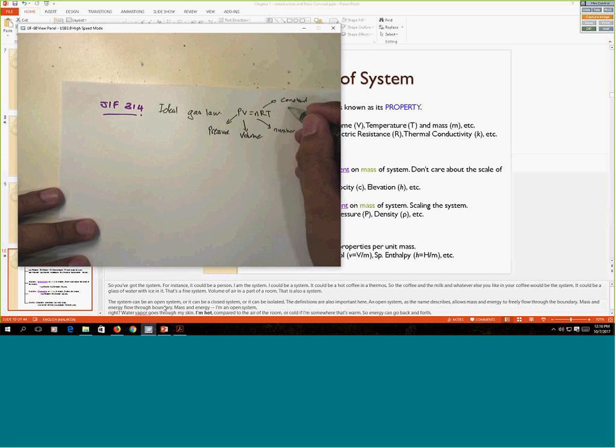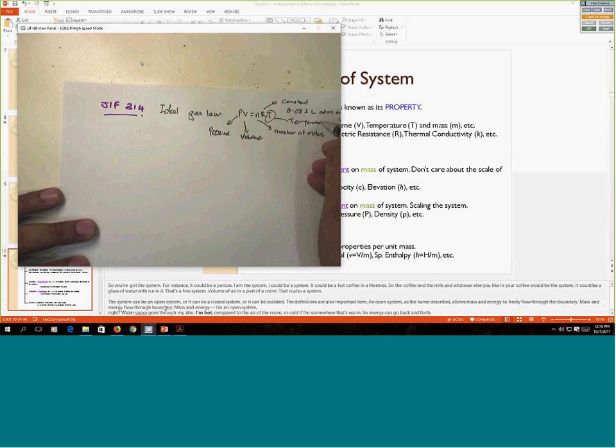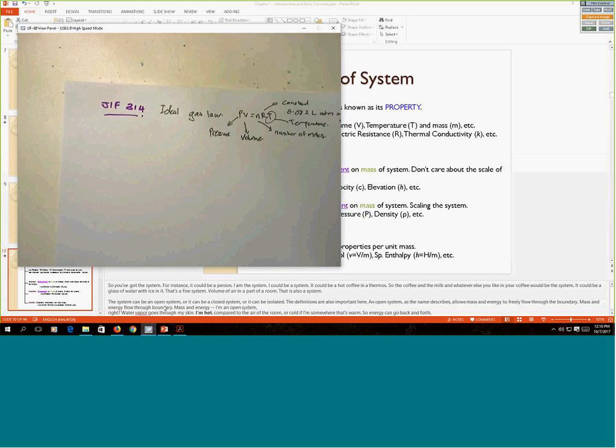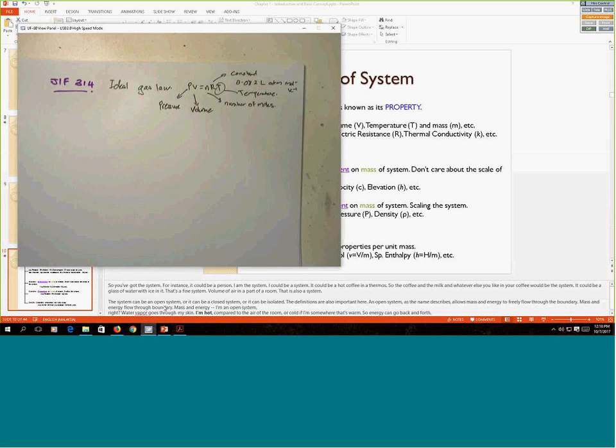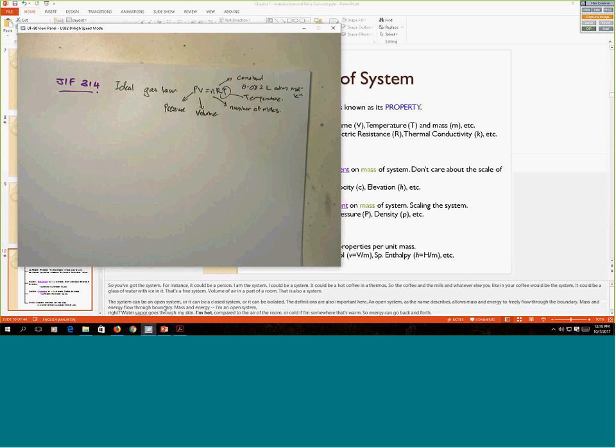The gas constant is around 0.082 atmosphere per Kelvin, and T is the temperature. So how is everything related to the pressure of the system? I'm going to show afterwards how it relates.